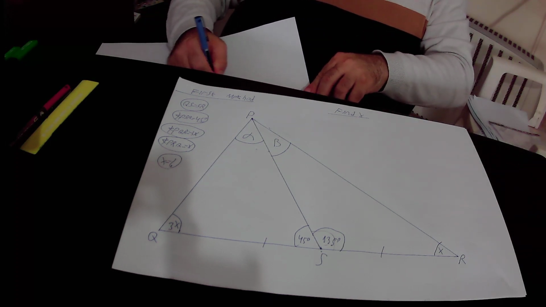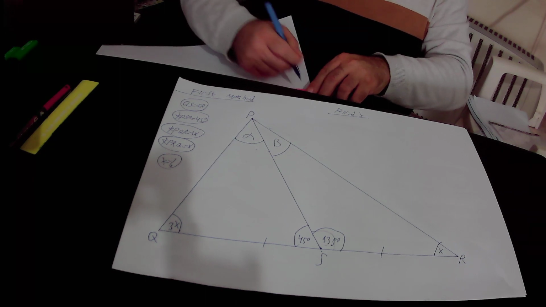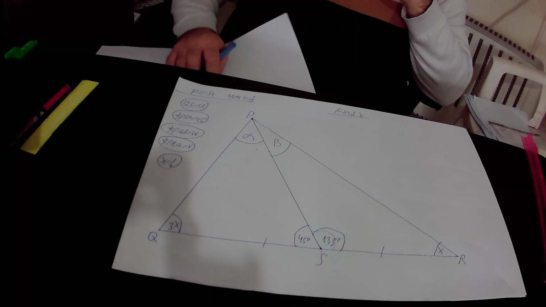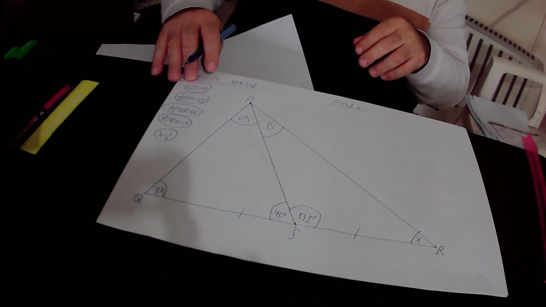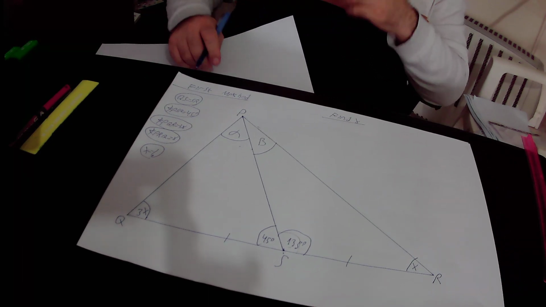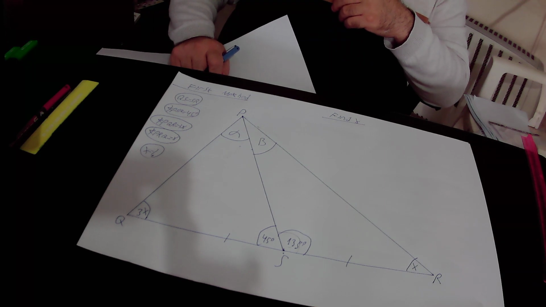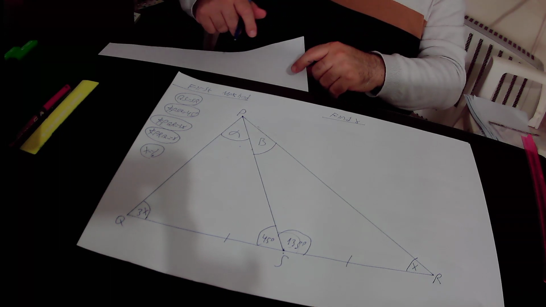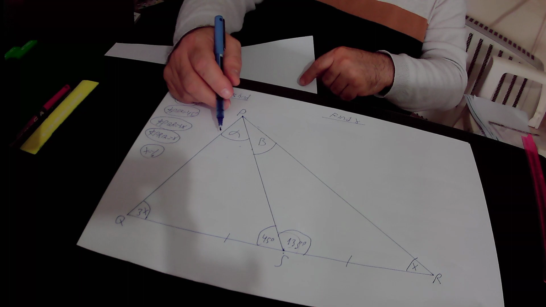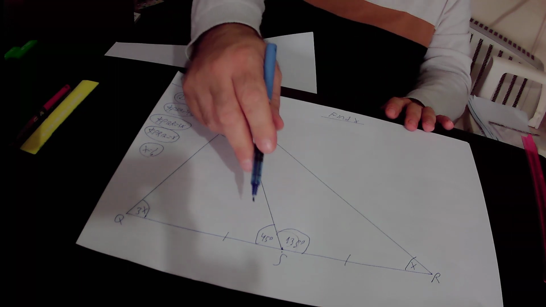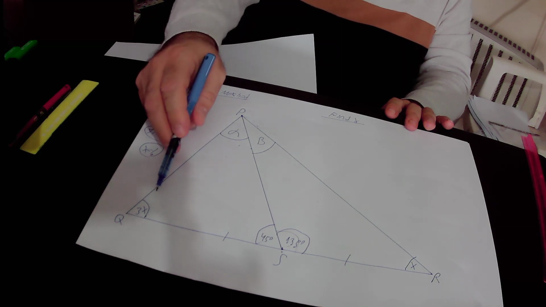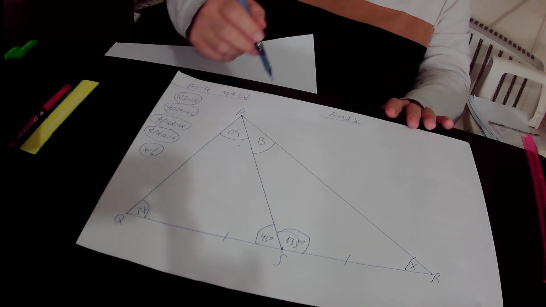But according to the rule that I mentioned, that the ratio between the side lengths in any triangle is equal to the ratio between the opposite angles, we will get that if we relate to triangle PQS, then PS over QS will be equal to sine 3x over sine alpha.